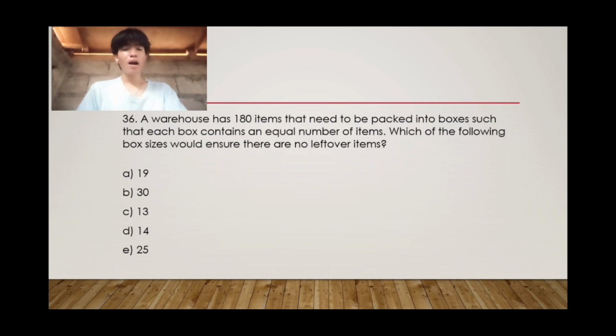Next, a warehouse has 180 items that need to be packed into boxes such that each box contains an equal number of items. Which of the following box sizes would ensure there are no leftover items? Our keyword here is no leftover items, or remainder, meaning each box must contain equal numbers. A, 19. B, 30. C, 13. D, 14. E, 25. So let's identify which number can divide 180 equally.